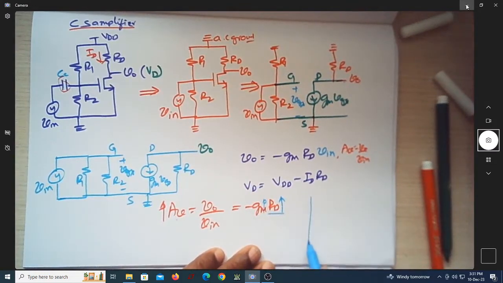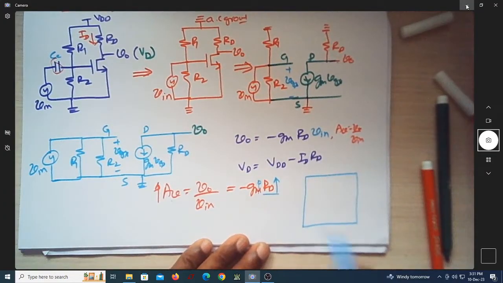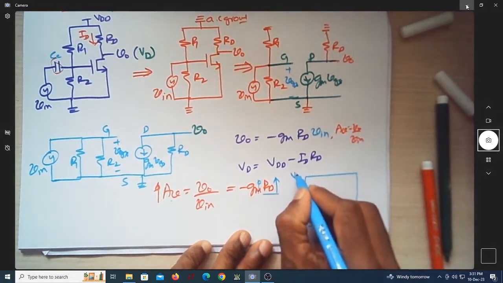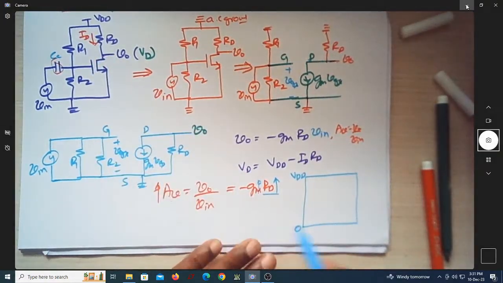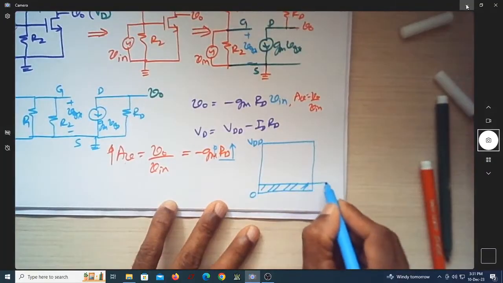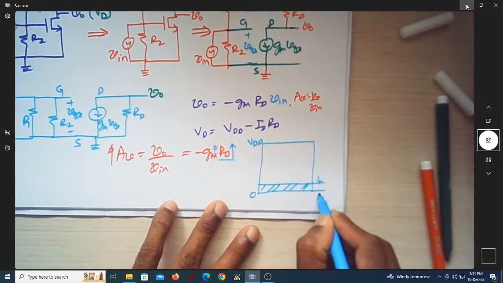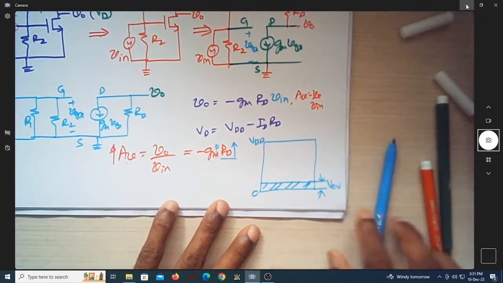So let us try to understand what this VD means over here in the output time response. Assume that this is your output swing available. This is 0 and this is VDD, and we know that we need to keep this MOSFET in saturation all the time to operate it as an amplifier. So this I'm dedicating to keep it in saturation. This voltage we call VOV, that is the overdrive voltage, which is nothing but VDS sat.